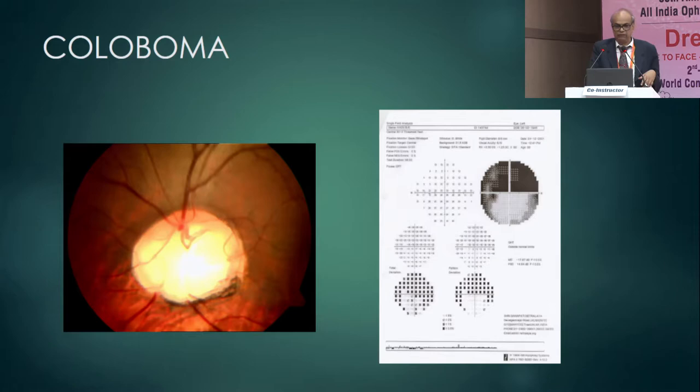So this is a congenital anomaly. It's a classical coloboma with related visual field defect. Sometimes the ophthalmologist may get confused with glaucoma, but that is not. And I have seen a number of patients who have undergone trabeculectomy as well.